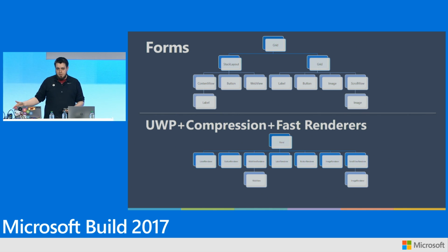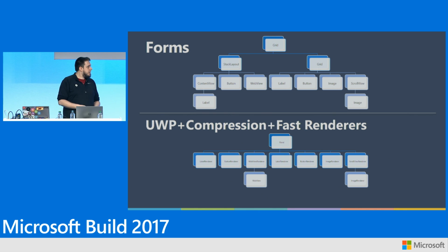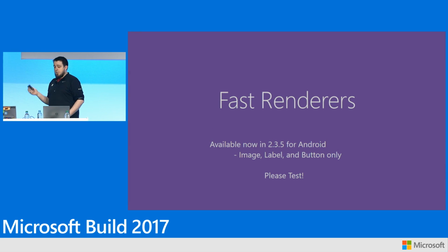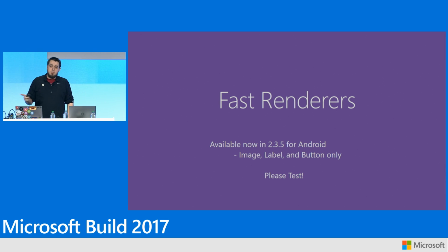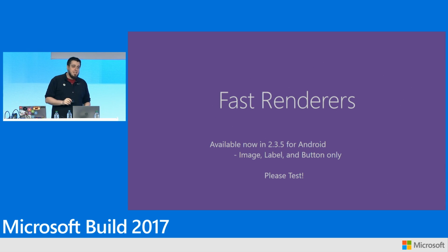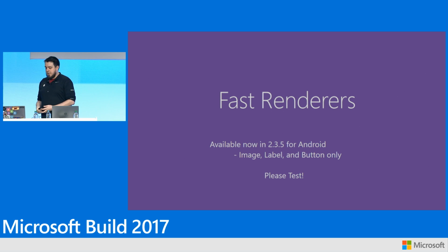And we're going to be hitting Android first, because I believe that's where most of you will agree the biggest performance problems exist. And we'll be moving on from there. So fast renderers, you can get them in 2.3.5 now, but image, label, and button only, please test them out. Let us know what kind of performance improvements you get. If you have a page that's really heavy in those 3 controls, we're really interested to hear how it goes.